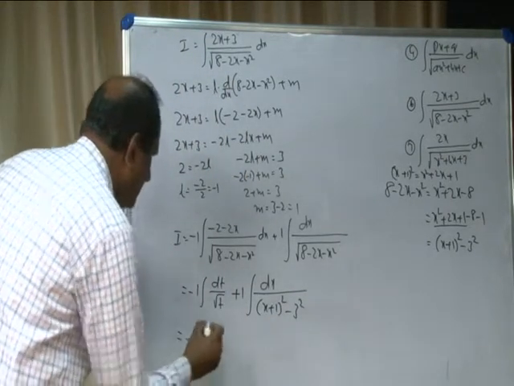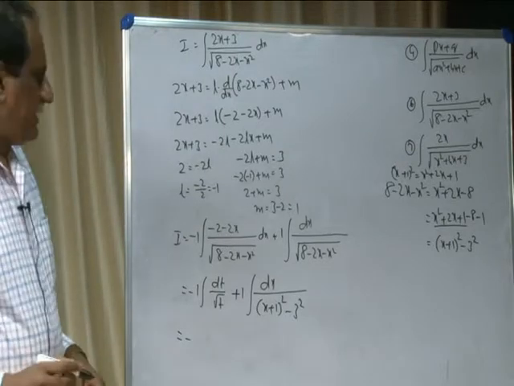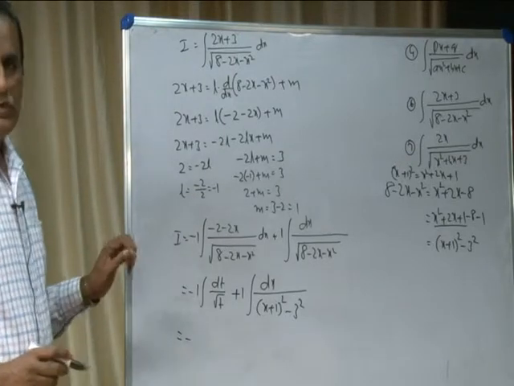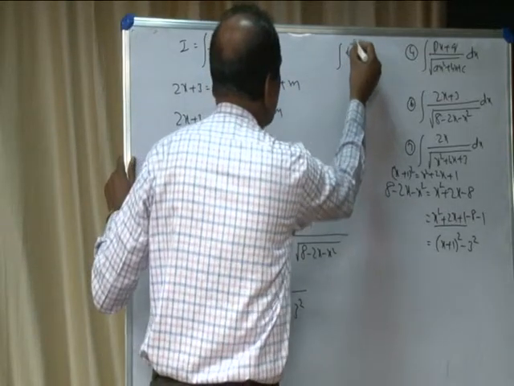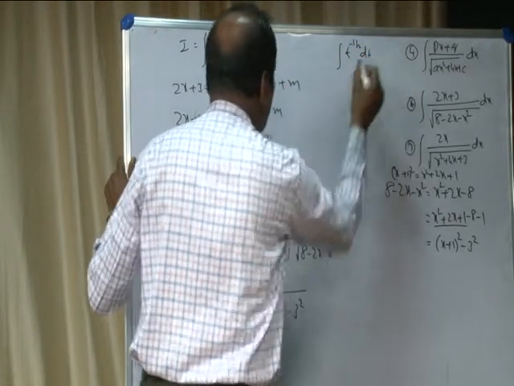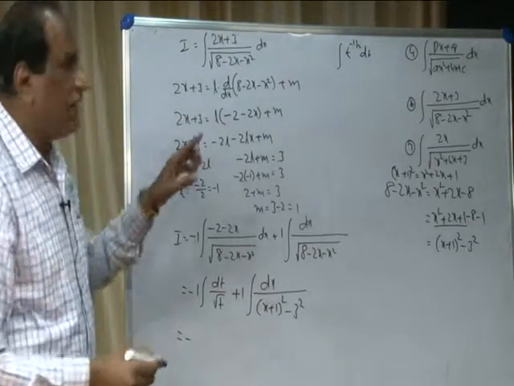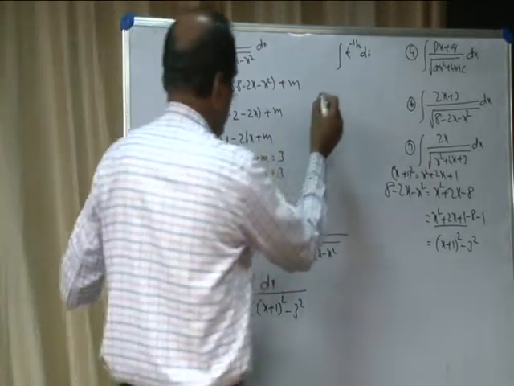Now minus dt by root t integration. So this can be written as t power minus half dt. Take this t power half to the numerator, t power minus half.